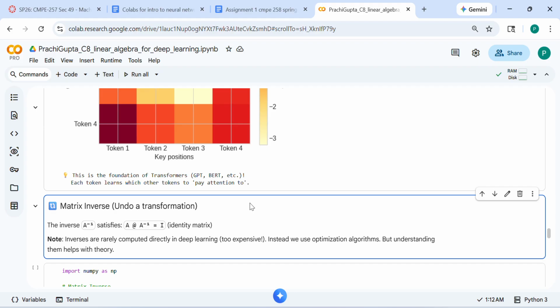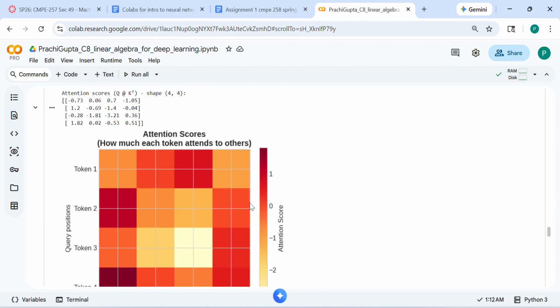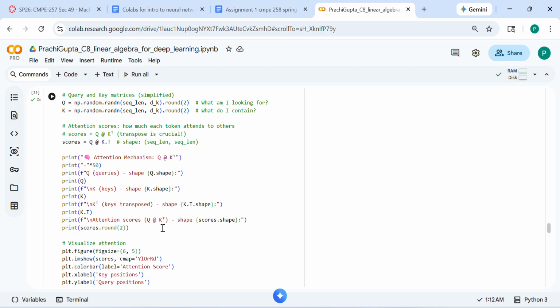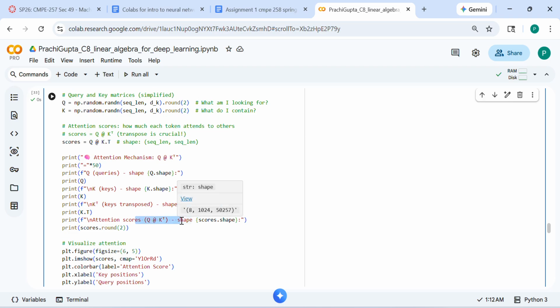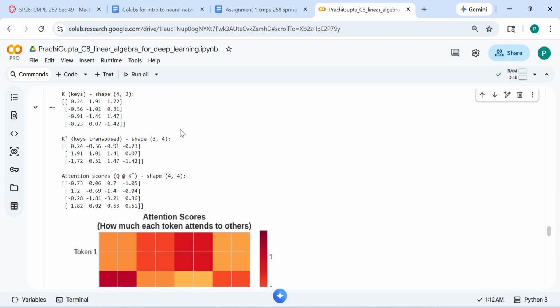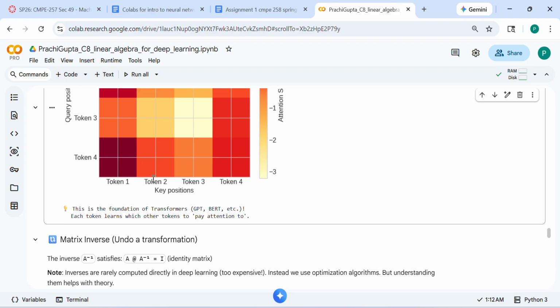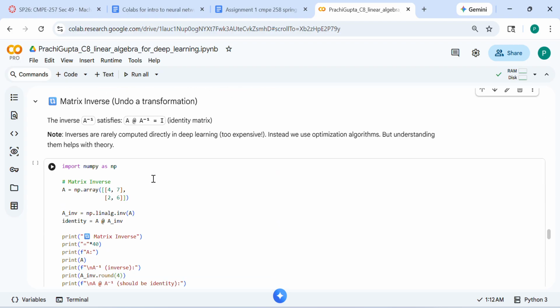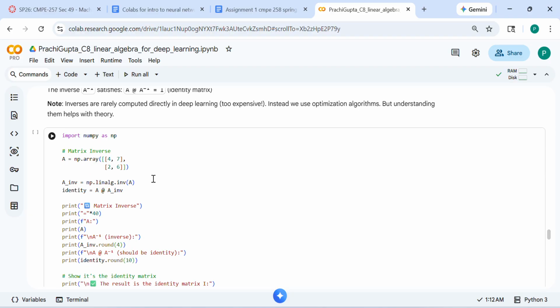So the transpose, where we flip the rows and the columns, is critical because you will see it everywhere in the attention mechanism. We can calculate the attention scores using Q @ K^T. It's also the engine for backpropagation, allowing gradients to flow back through the weights. If you run this, these are the attention scores, calculated by Q @ K^T.